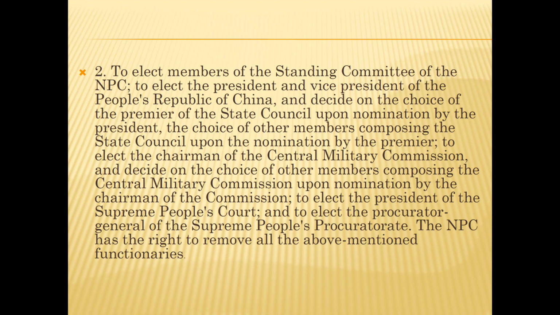Now, the second major function of the NPC is to elect members of the Standing Committee of the NPC, to elect the President and the Vice President of the People's Republic of China, and to decide on the choice of the Premier of the State Council upon the nomination by the President, and the choice of other members composing the State Council upon the nomination by the Premier. It also elects the chairman of the Central Military Commission and decides on the choice of other members composing the Central Military Commission upon the nomination by the chairman of the commission, elects the president of the Supreme People's Court, and elects the Procurator General of the Supreme People's Procuratorate. The NPC has the right to remove all the above-mentioned functionaries. These are the second function of the NPC that we need to pay attention to.